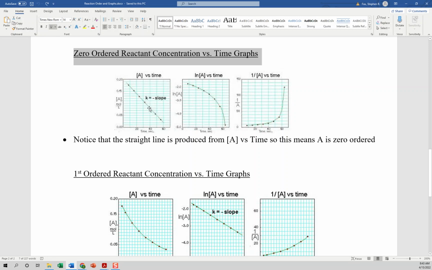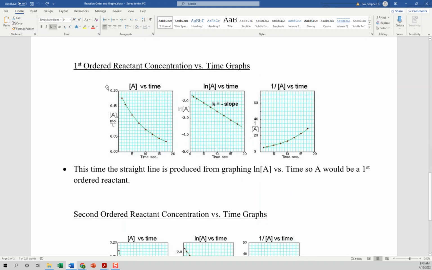Now also understand that if this graph gives you the straight line, then you know you're 0 order, and the slope of that line, if you flip the sign of the slope, is going to be the rate law constant.